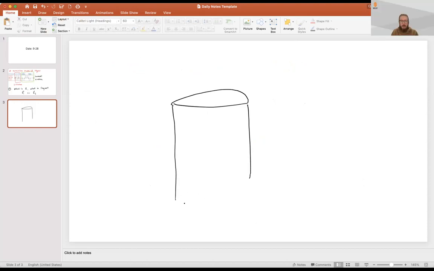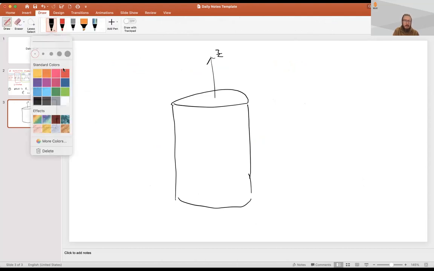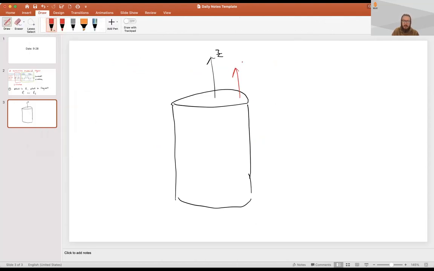Okay, so if you're on a cylinder, what is the normal component to this at the top part of the cylinder? Z. I couldn't quite hear you, but I'm assuming you said Z hat. Yep, that's correct. At the top part of the cylinder, the normal vector is Z hat.